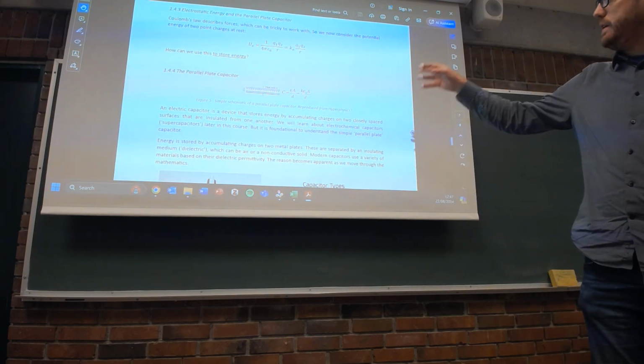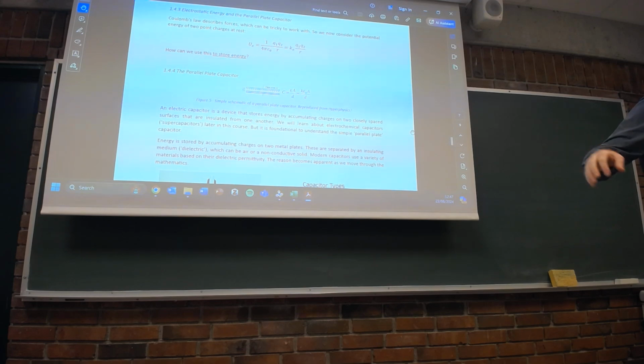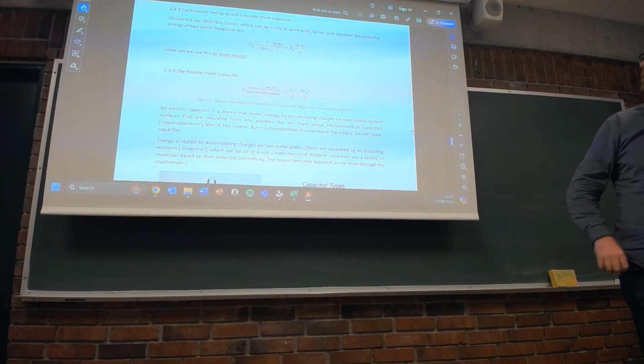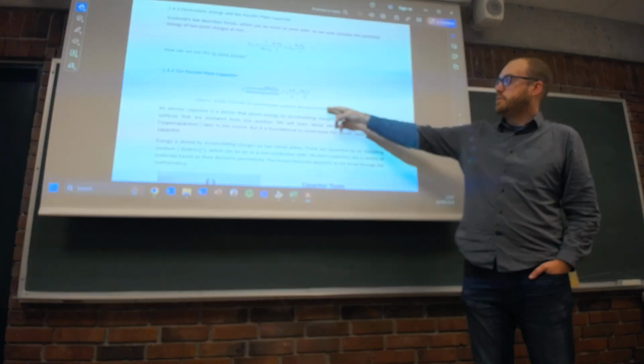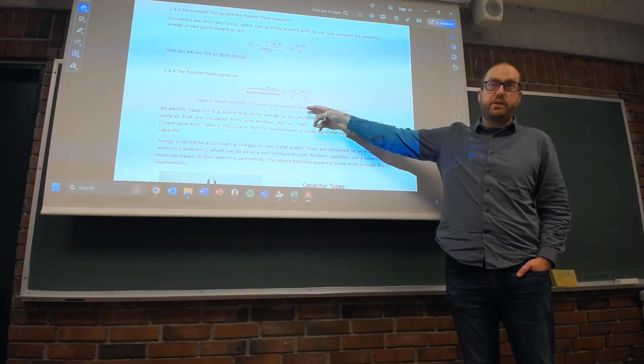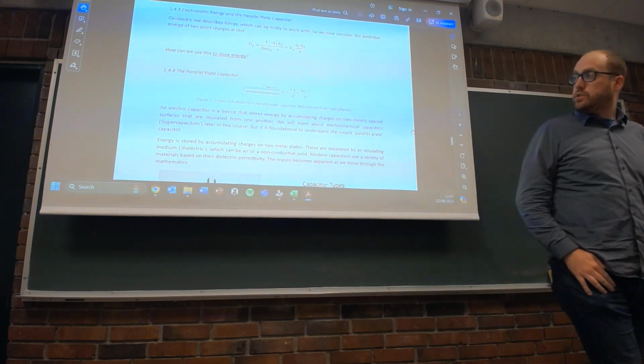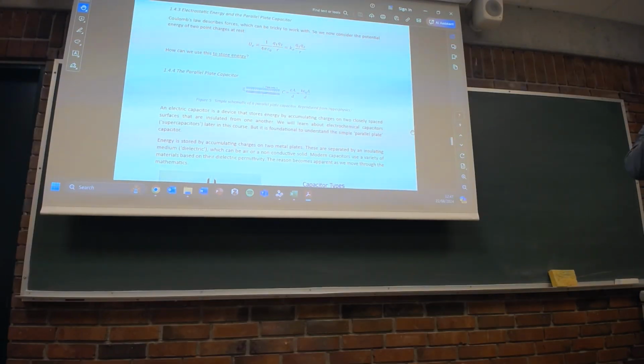So this is the PDF that's posted. For those watching the video, it's kind of hard to see, but you have the PDF. So I introduced the parallel plate capacitor, which I believe most of you are familiar with. So I want to go over how this is practically used as a storage device. So capacitors can be used to store charge.